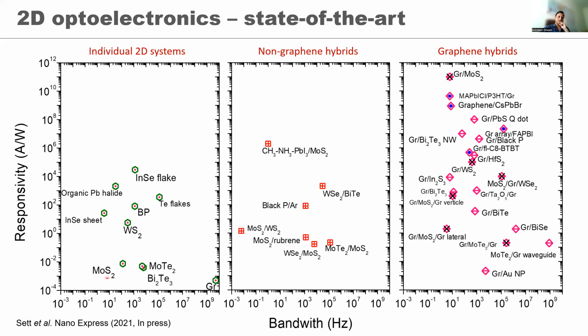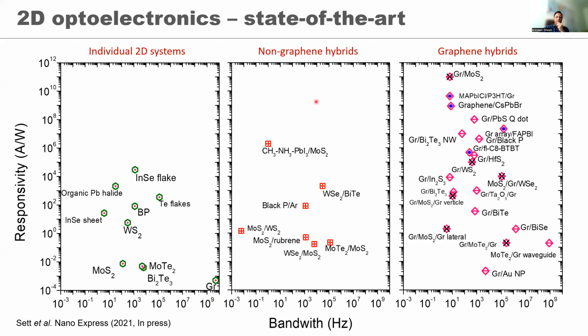You can see the responsivity is high in many of these single individual systems, but they are very slow. Usually their typical bandwidth is in the order of 200 hertz to a few tens of kilohertz. Graphene is a very different guy because of its high mobility, and you can see the extremely large bandwidth, but the responsivity is very, very poor, somewhere here.